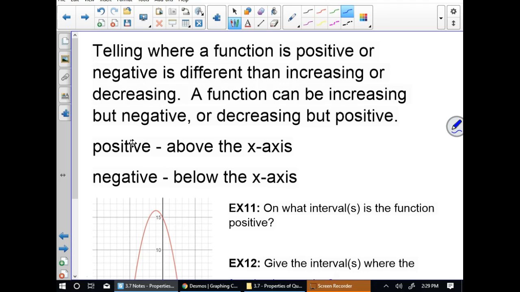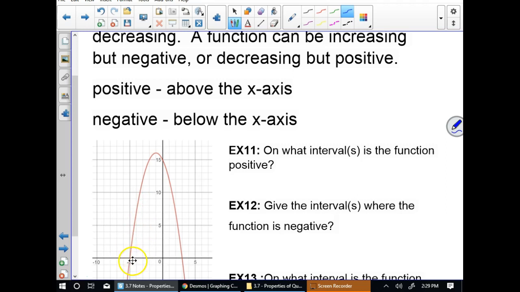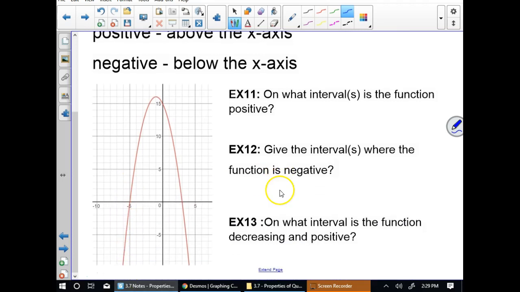Telling where a function is positive or negative is different than increasing or decreasing. A function can be increasing but negative, or decreasing but positive, which seems a little bit backwards. But whenever we're talking about positive or negative, we are talking about the value of the y-coordinate. So if our y-coordinate is positive, then the graph is going to be above the x-axis. If our y-coordinate is negative, that means the graph is below the x-axis.